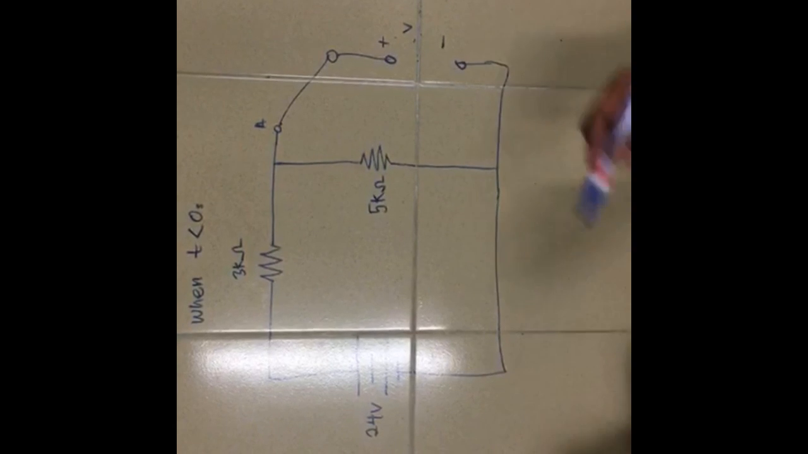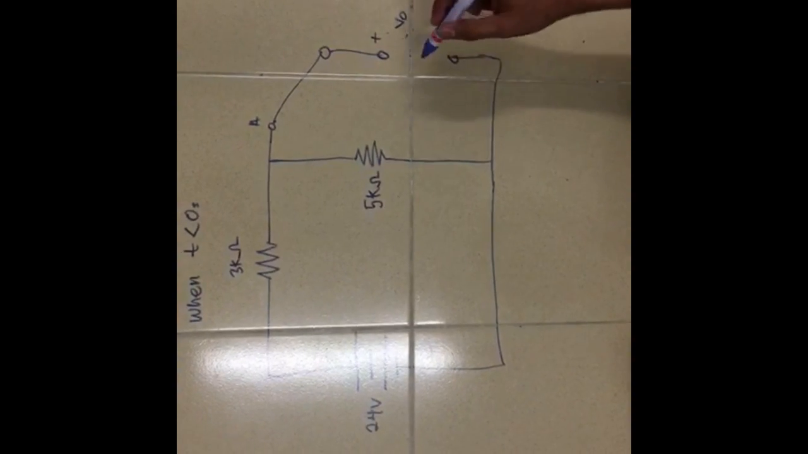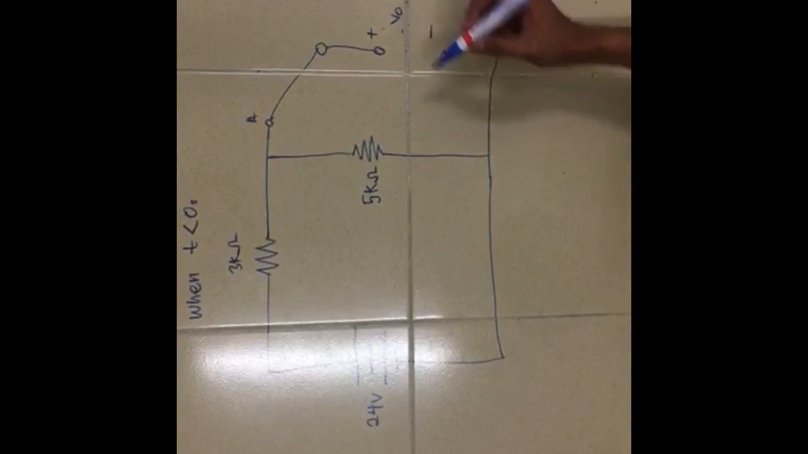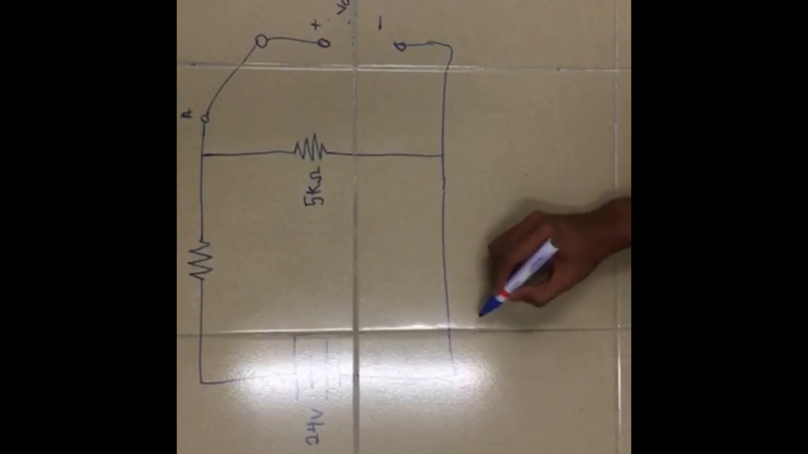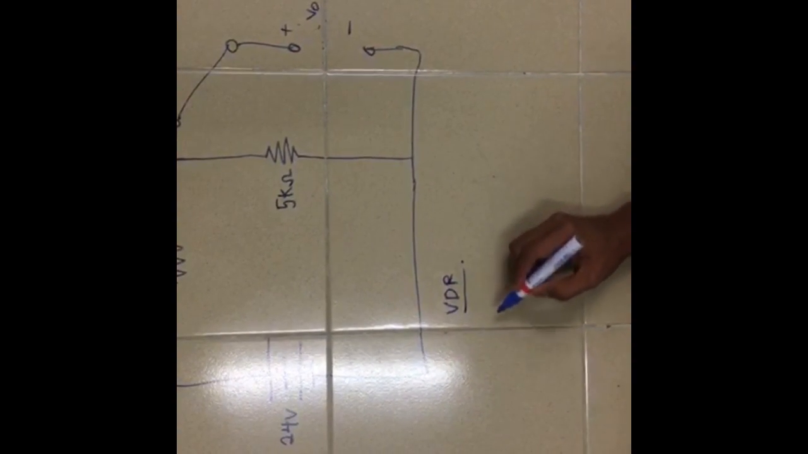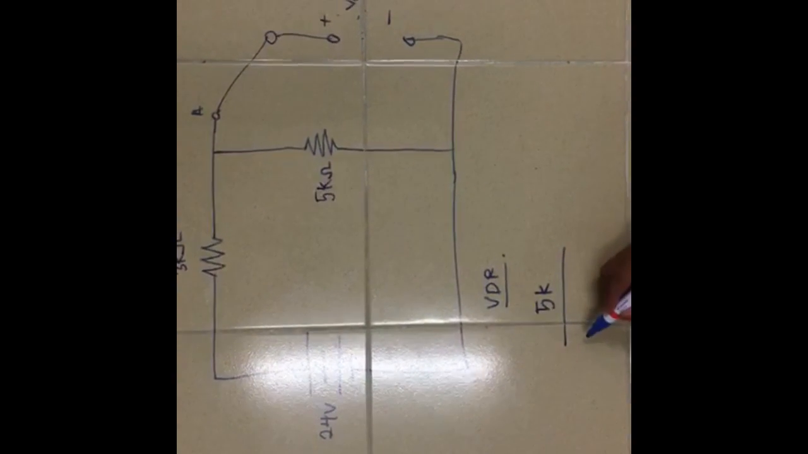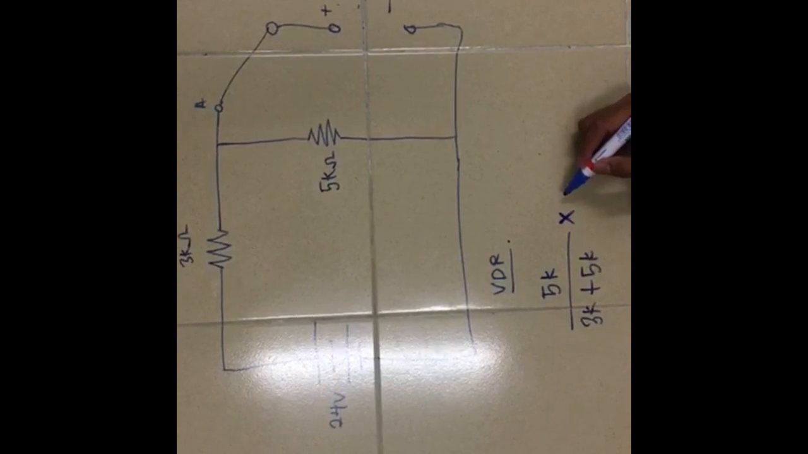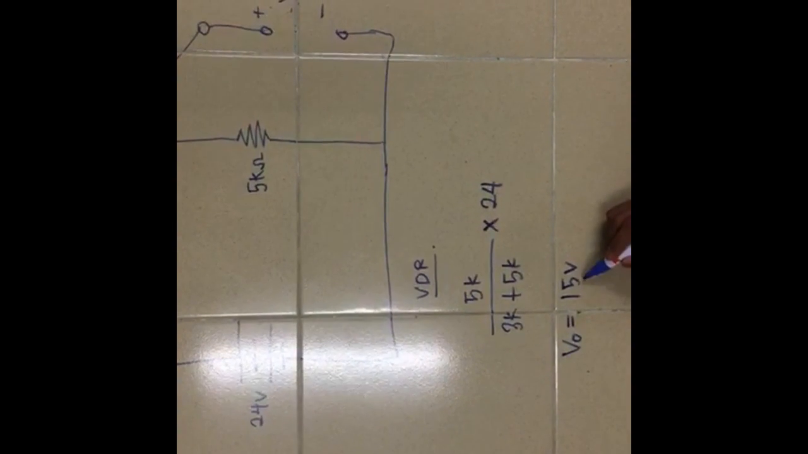So we have to find how much the output voltage is at this point. Okay, the solution is we apply VDR, voltage divider rule: 5K over 3K plus 5K times 24 volt. The answer is 15V. So the V out is 15 volt.